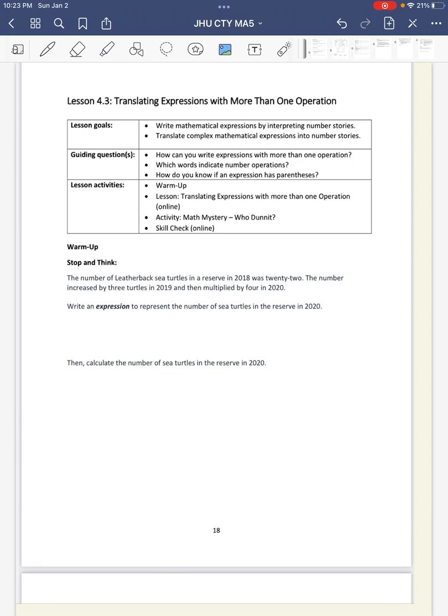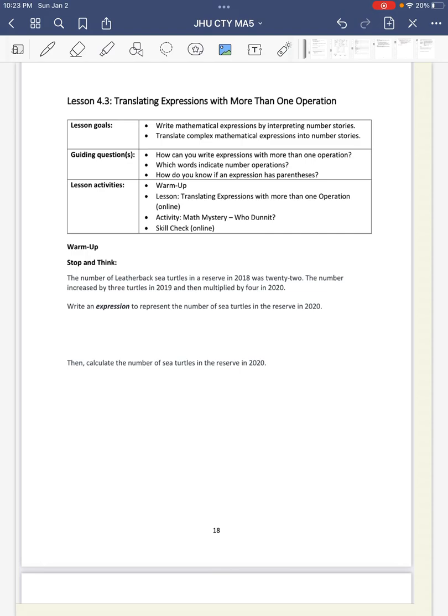Pretty fancy. Our lesson goals are to write mathematical expressions, aka word or number expressions, numerical expressions, by interpreting number stories. Again, the same thing as word problems. And then to translate complex mathematical expressions into number stories. So turning those same number problems into our own word problems.